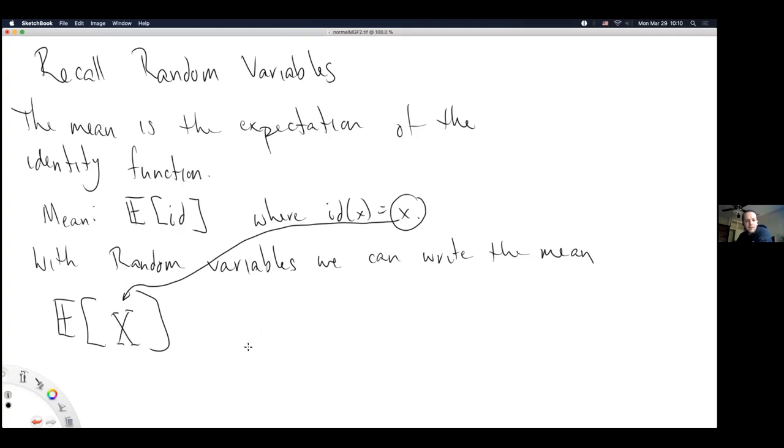The only benefit of making it a capital X is to indicate visually that it is indeed a random variable and not some specific value.